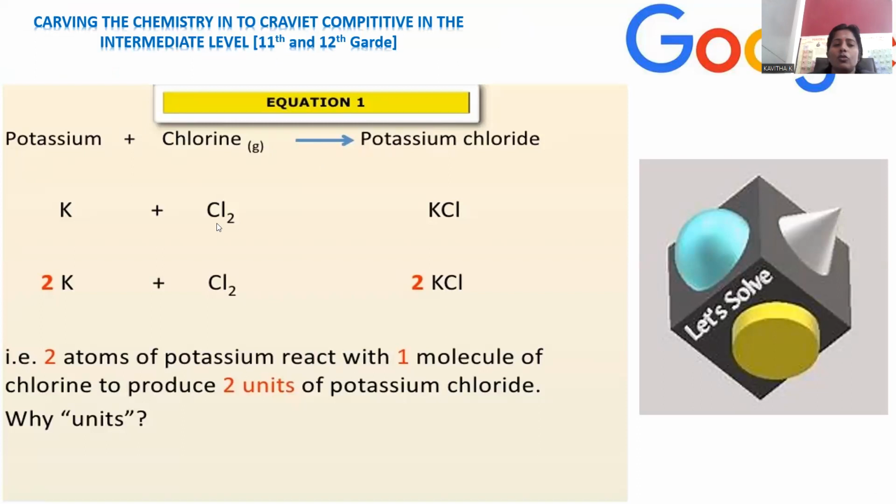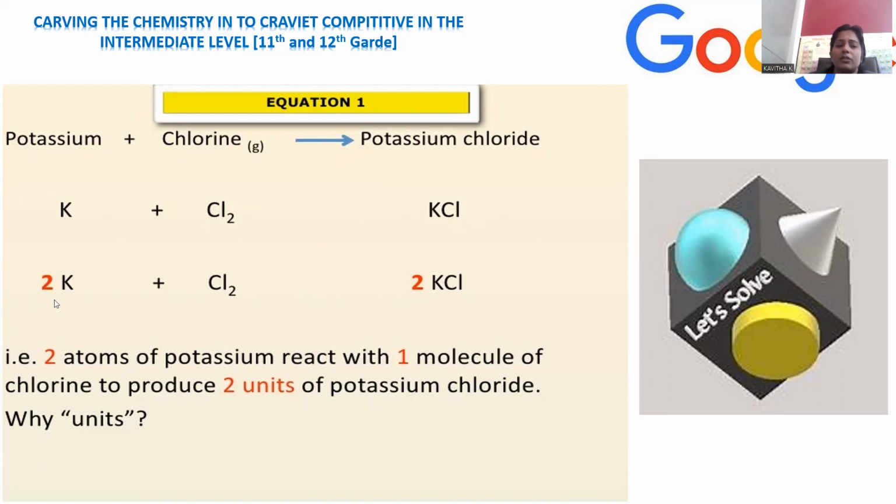Potassium is a metal, chlorine is a gaseous non-metal, and potassium chloride will be generated over here. So this is how the product formation is possible, but it is not perfectly balanced. If you see, two chlorines got consumed, but the product has only one chlorine, so this is not perfectly balanced. Move on to balancing the equation.